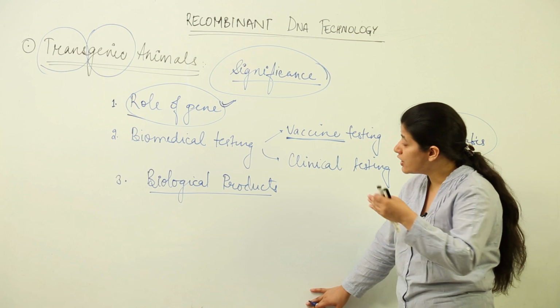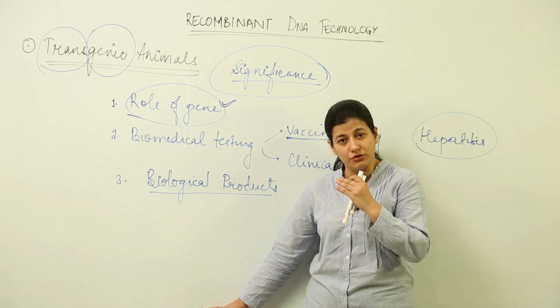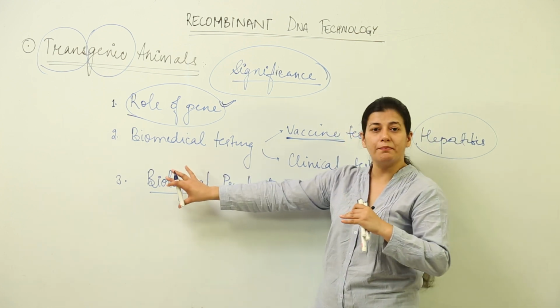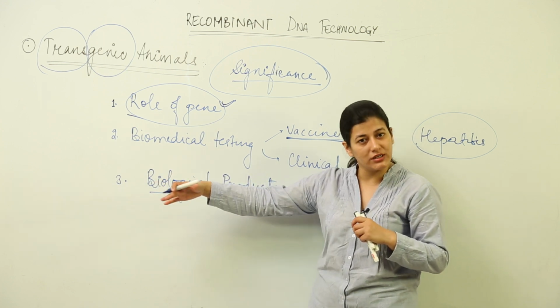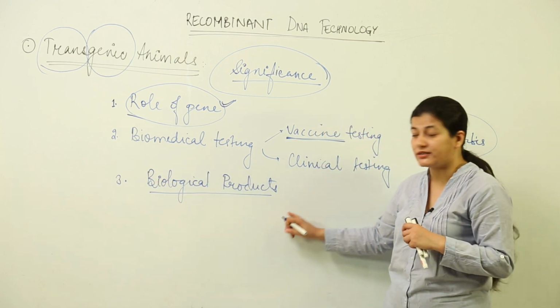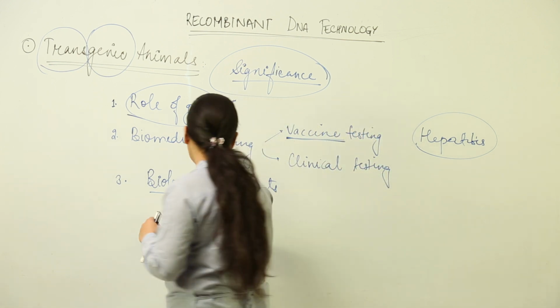And you know, animals form a big chunk of the food that humans consume. So that could become part of human food in human consumption, and the biological product that could be needed would be produced by transgenic animals only.